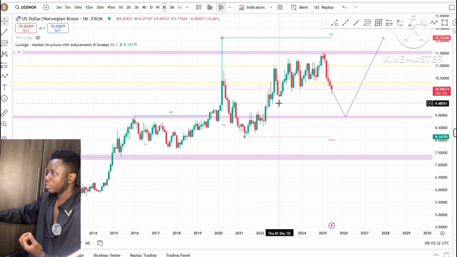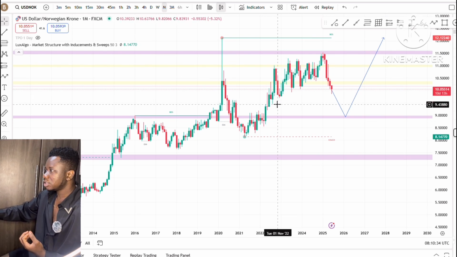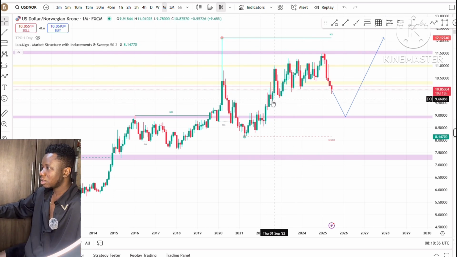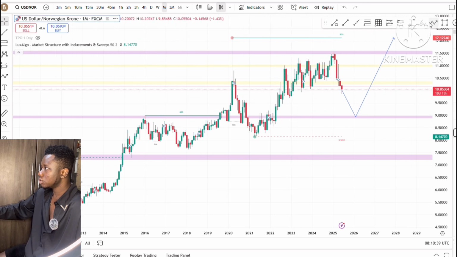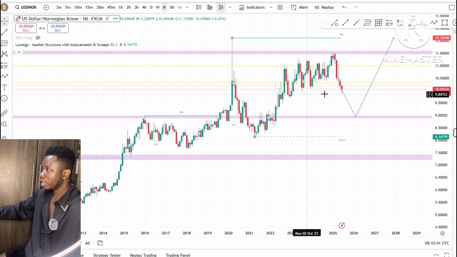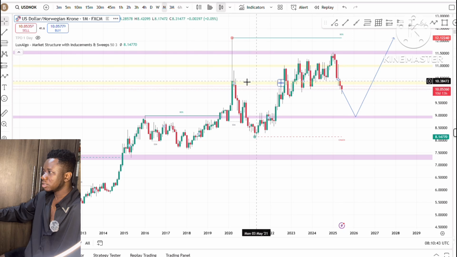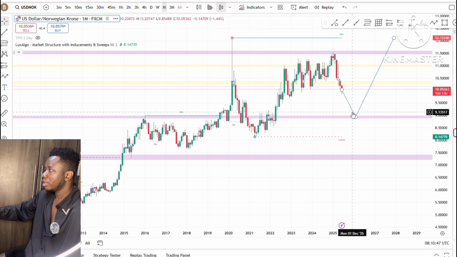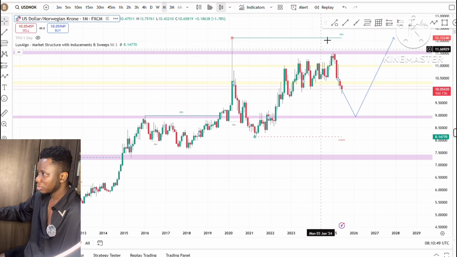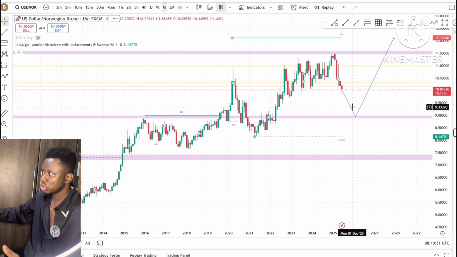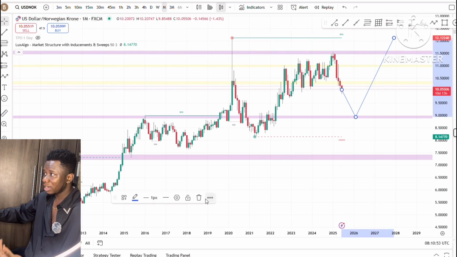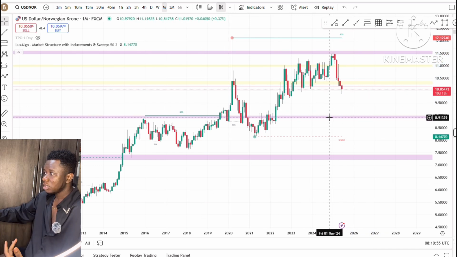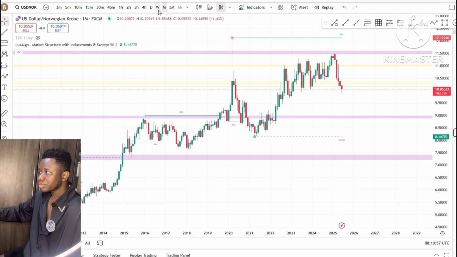So I believe it will clear all this liquidity, because all these lows here, it's all liquidity. I believe it will clear it till somewhere around here, and then it will buy up from here to break this overall structure. This is what I'm seeing. So for right now, I'm still looking for sales into this area.